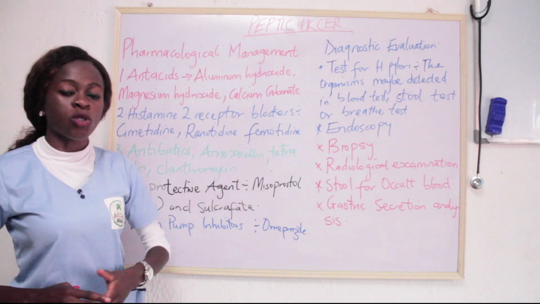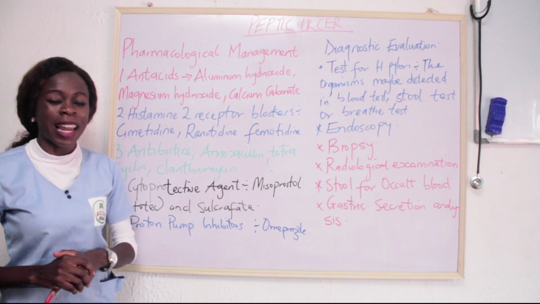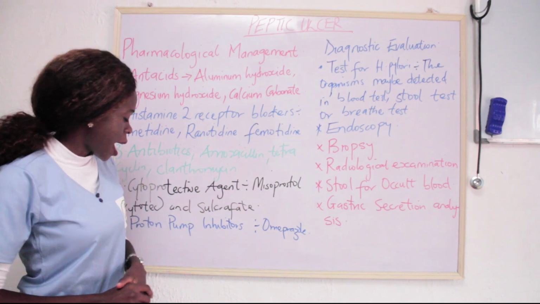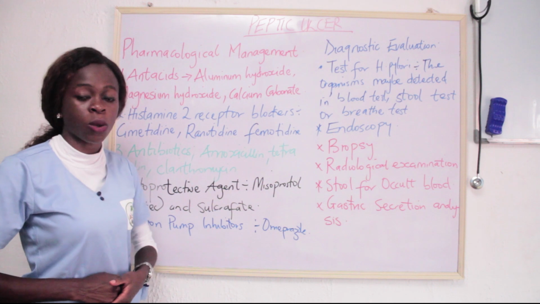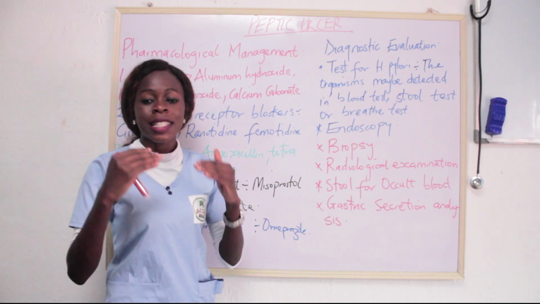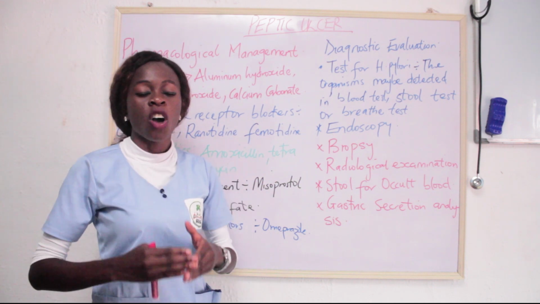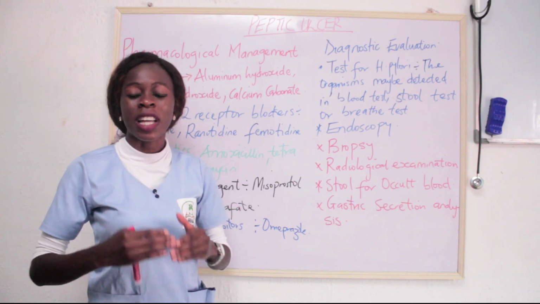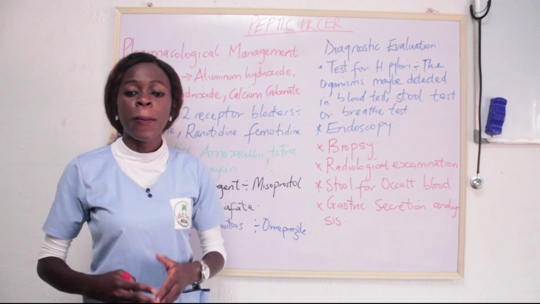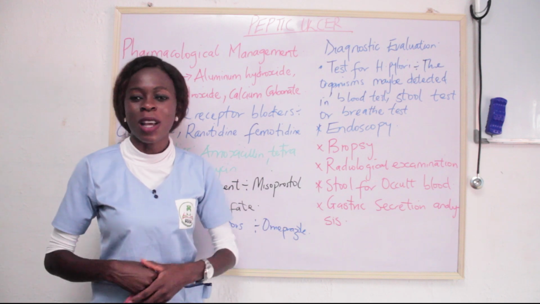Then another class of drugs which is used for peptic ulcer, and I think this is very common here, is proton pump inhibitors, and that helps to interfere with the final transfer of hydrogen ion into the gastric lumen. An example of that is omeprazole.